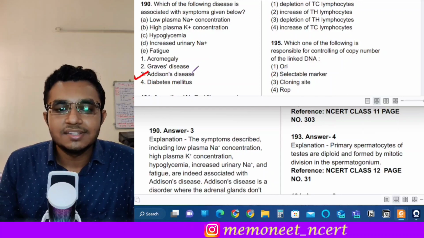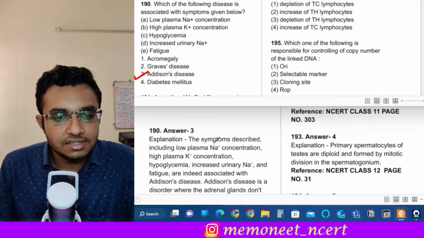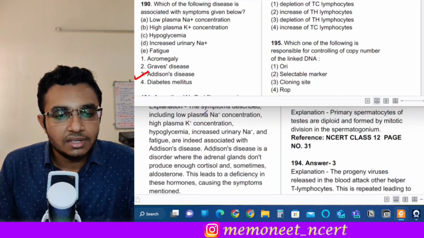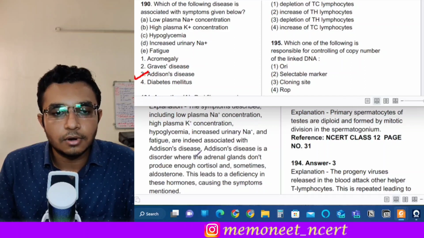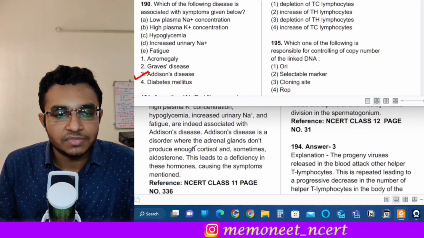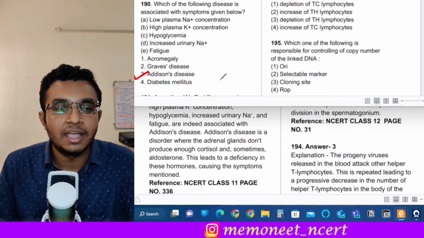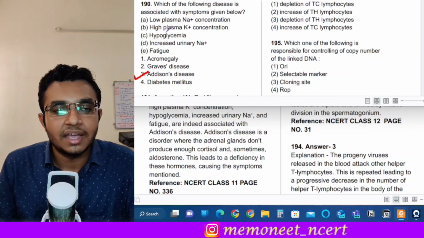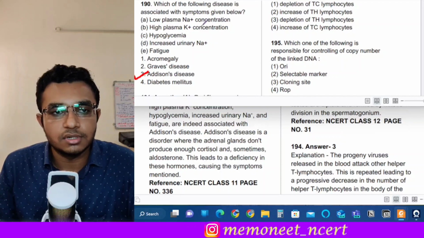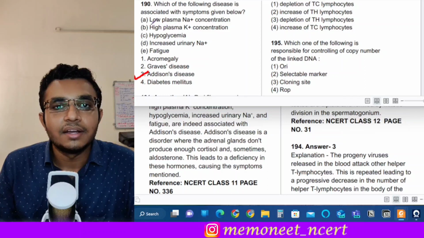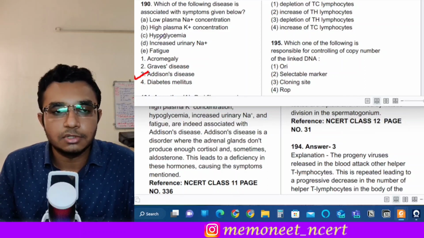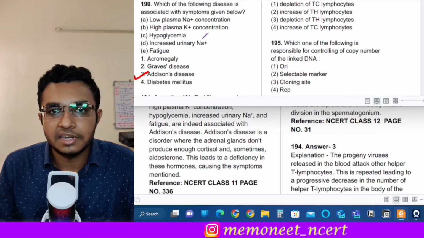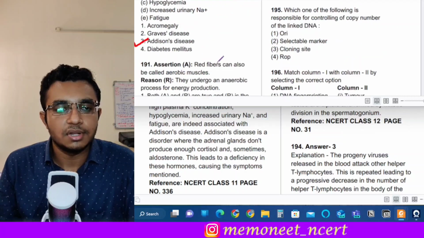What happens in Addison's disease? In Addison's disease, there is a decreased release of hormones from the adrenal glands. They do not produce enough cortisol and aldosterone, and due to this, there is loss of sodium from the blood, and there is low sodium concentration in the plasma and high plasma potassium concentration. Even there is fatigue. So here the answer is option 3.